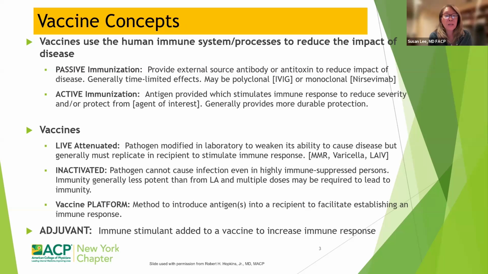Vaccines can be live, such as the MMR or varicella, or even the influenza vaccine, or they can be inactivated, meaning that a pathogen doesn't cause infection, but this is generally less potent than the live vaccines, and so multiple doses may be required to lead to immunity. We also have to think about the vaccine platform, and this is the method that we introduce the antigen into the patients to establish an immune response. You may hear a lot about adjuvants. Now, what is that? That is the immune stimulant that's added to vaccines to increase immune response.